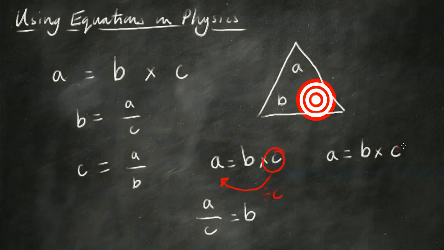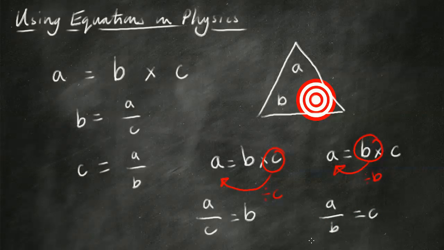The same would be the case if we want to move the B, so that we get C equals. Times by B, the inverse of that is divide by B. So we've got a new equation now where A over B equals C. And that's the same thing.